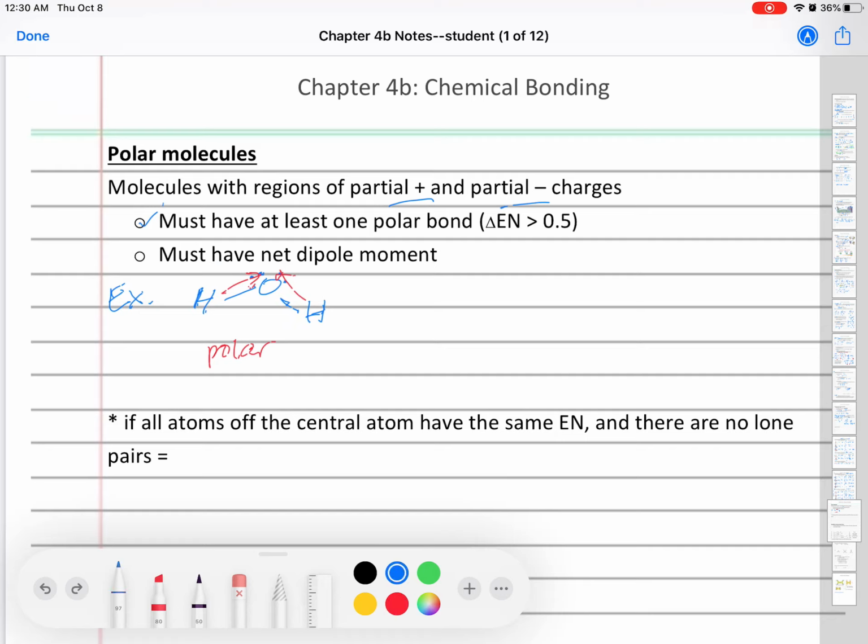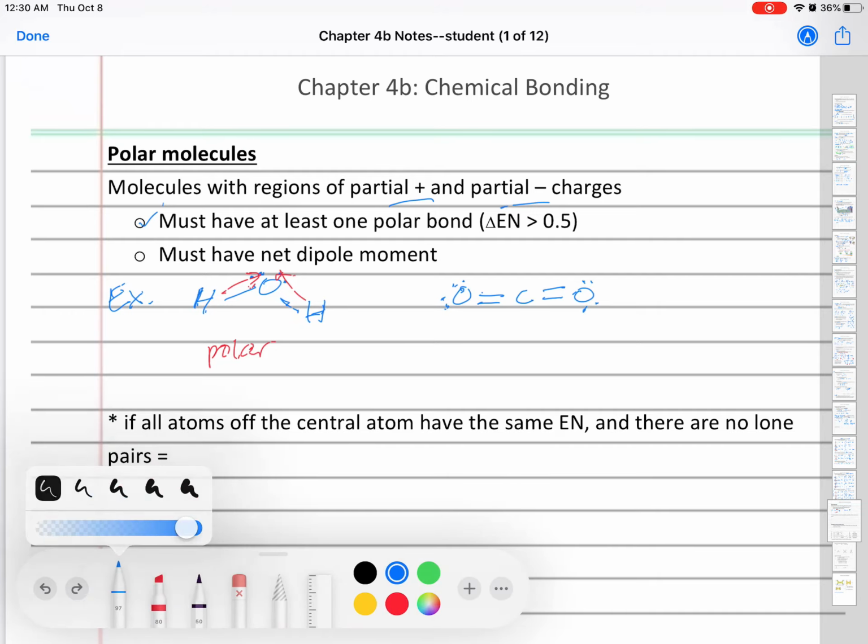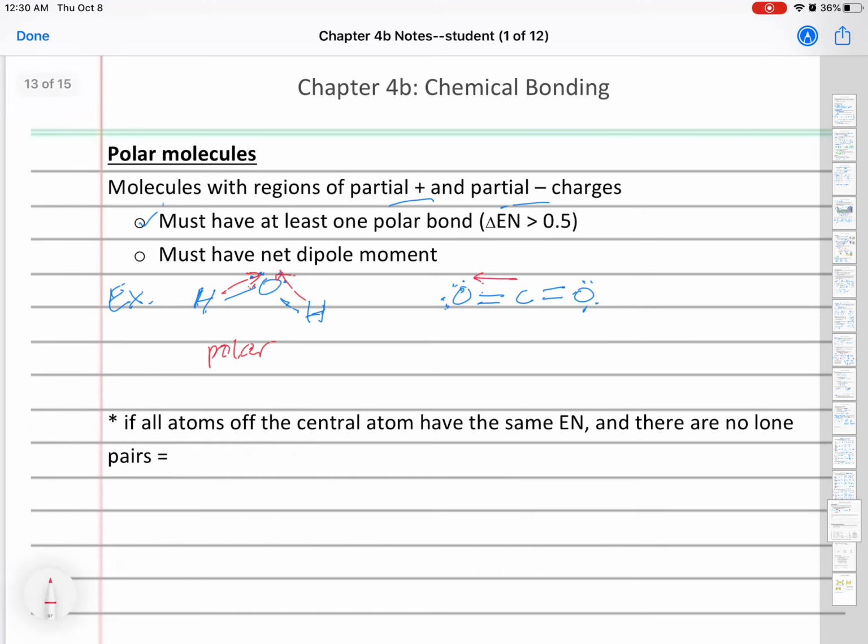It has polar bonds, and it has a net dipole moment, as opposed to this molecule here, carbon dioxide. Oxygen has a much higher electronegativity than carbon, so these two bonds are polar, but the dipole moments are in opposite directions, and they cancel each other out. In other words, there's no partially positive and partially negative ends. These ends are both partially negative. So this one is nonpolar, right?